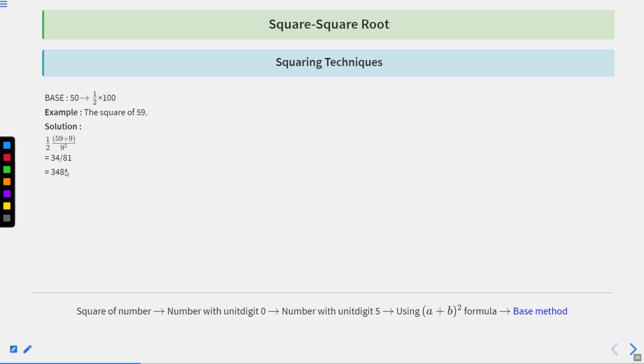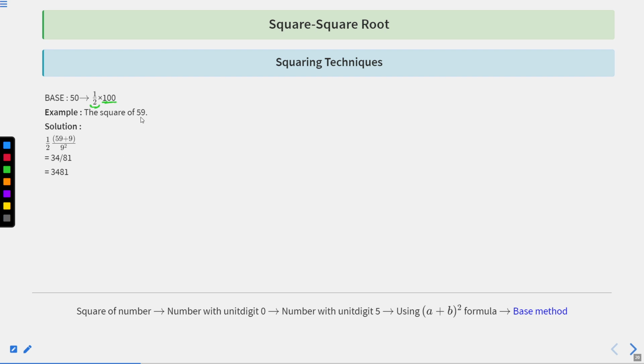Now, what if the number is close to 50? In this case, we are going to use the same method as we used earlier. Okay. But one new thing we are going to do is add a 1 by 2 here. So 1 by 2 times 100. So the base 100 we are going to use here, but just multiply by 1 by 2.